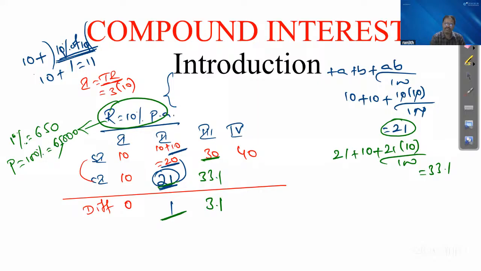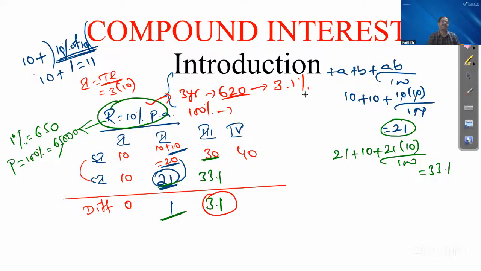Now the question he will ask: the difference between SI and CI at 10 percent per annum for 3 years will be equal to 620. Then what is the principal? Where the difference equals 620, what is the difference I am getting? 3.1. So 620 is equivalent to 3.1 percent. 3.1 is cancelled by 620, 200 times. 200 into 100 will be equal to 20,000. In this way, we can find out by using 10 percent.